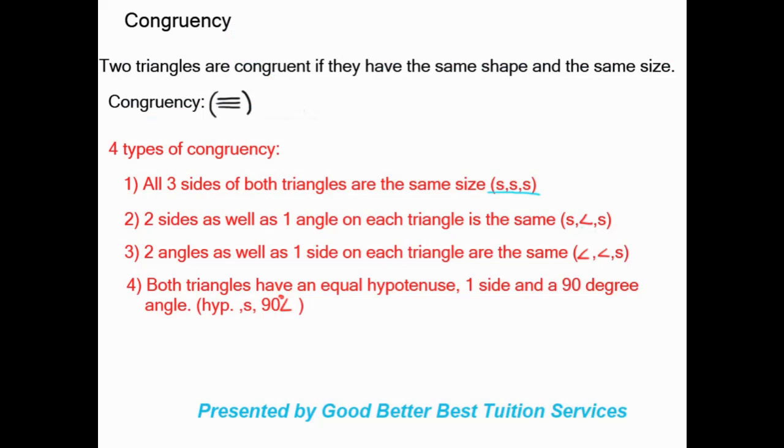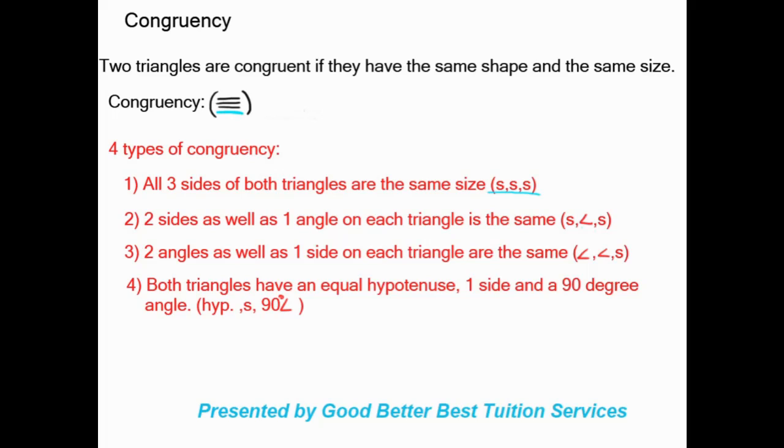Today we'll be looking at congruency. So, two triangles are congruent if they have the same shape and the same size. So essentially two triangles that are congruent are exactly the same. So when we're looking at congruency, we know that the sign for congruency will be these three lines over here, which run horizontal.